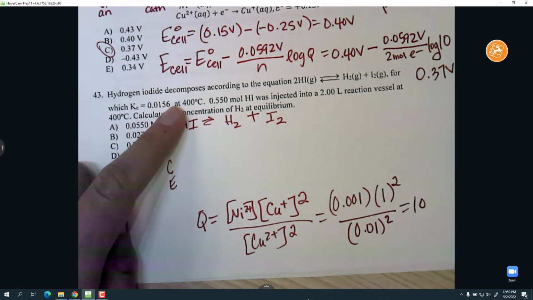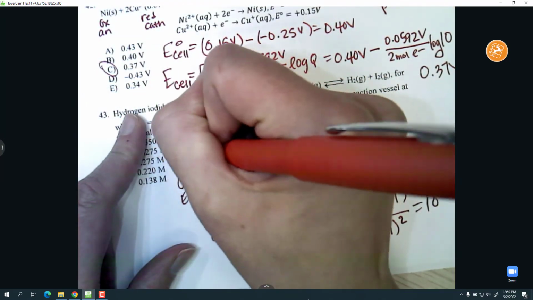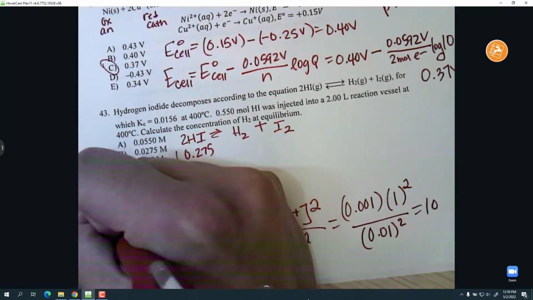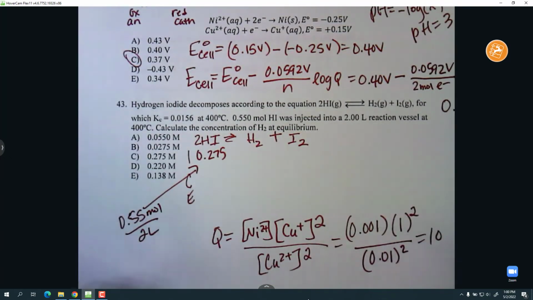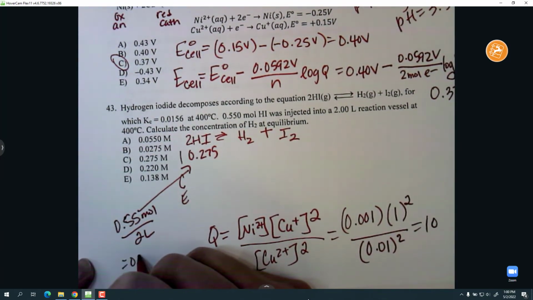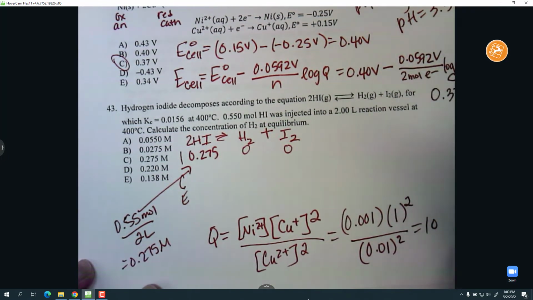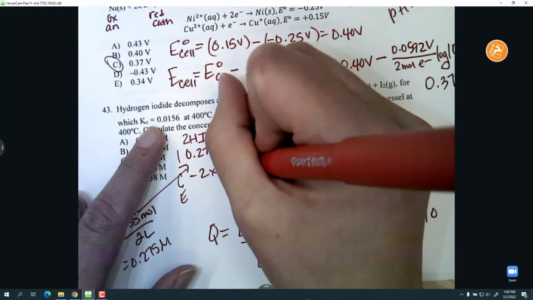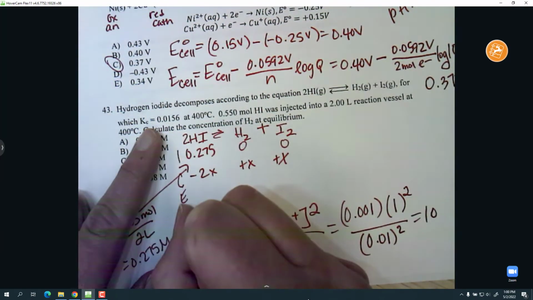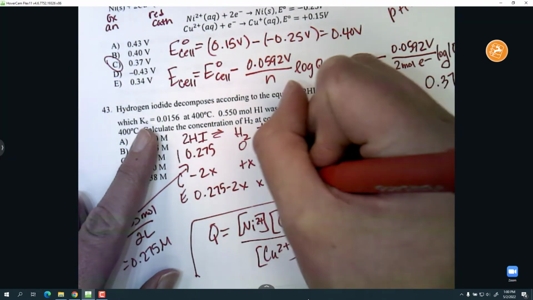0.55 moles per 2 liters. I need this in molarity, so 0.55 divided by 2. No hydrogen, no iodine. And then I'm given the Kc. All right, so this is minus 2x, plus x, plus x. 0.275 minus 2x, x, x.